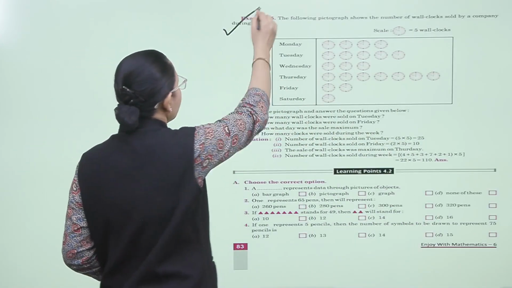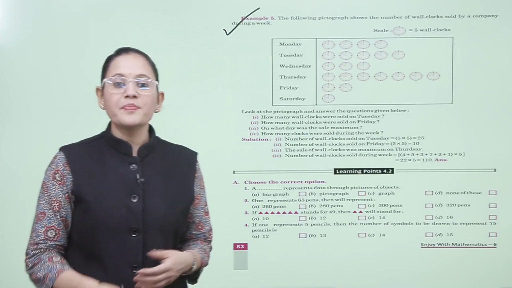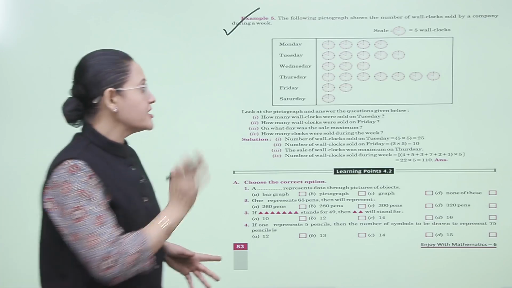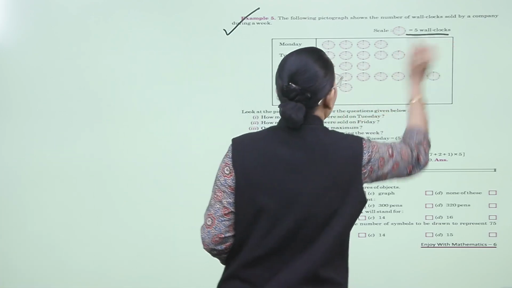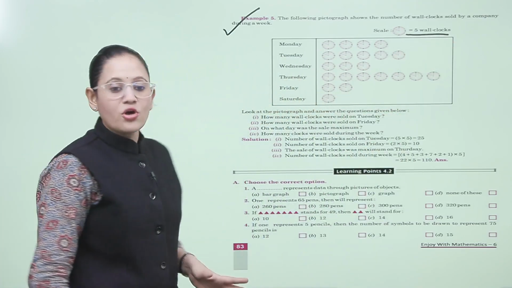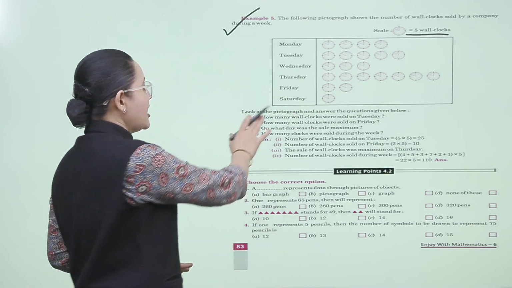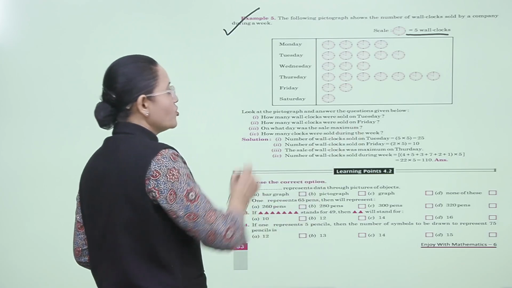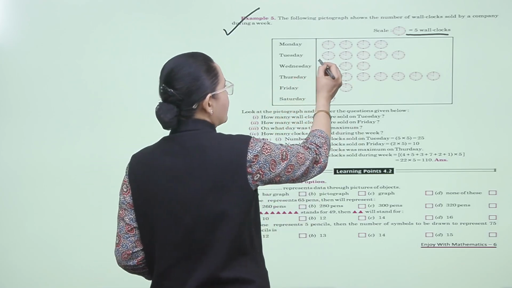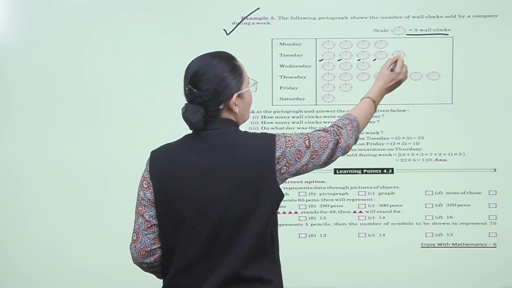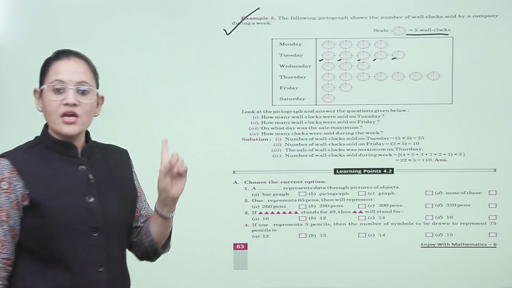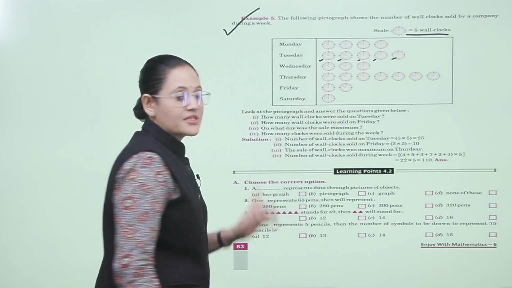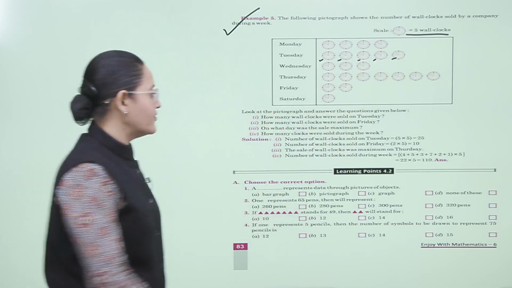Now, example 5. The following pictograph shows the number of wall clocks sold by the company during the week. Here the scale is 1 clock shows 5 wall clocks. Now look at the pictograph and answer the questions given below. How many wall clocks were sold on Tuesday? On Tuesday, how many pictures are there? Symbols are there: 1, 2, 3, 4, 5. 1 picture represents 5 wall clocks. So 5 pictures represent 5 into 5, total 25.